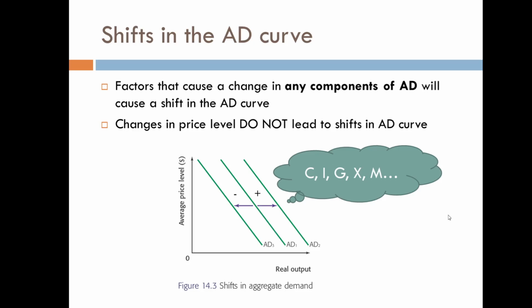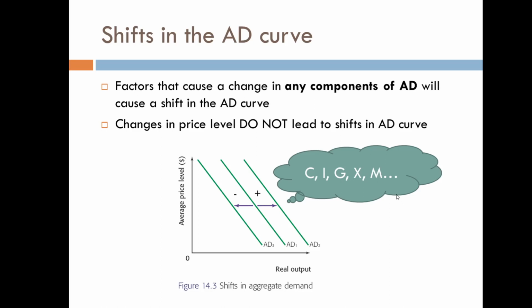Once again, make sure you are clear about the relationship here, about moving along the curve and shifting. When it is moving along the curve, it's because of the change in price level. When it is shifting, it will not be because of the change in price level. It will be because of factors happening to any component of AD.